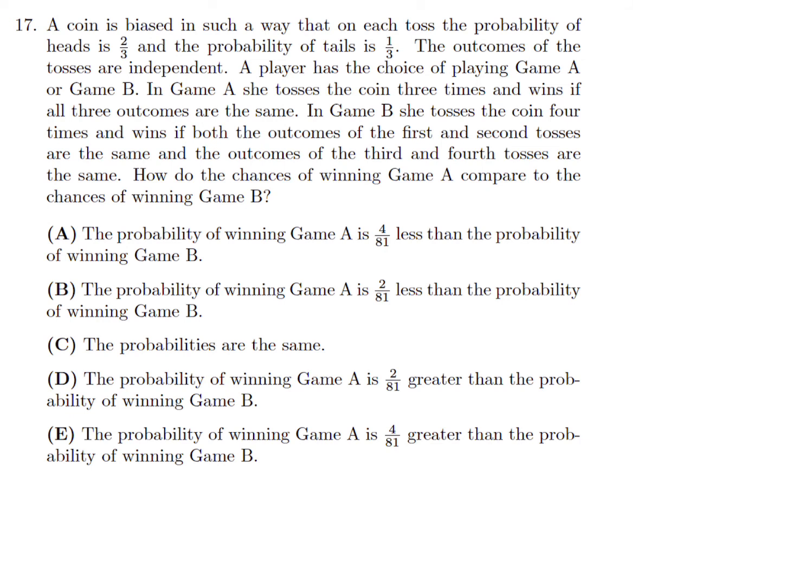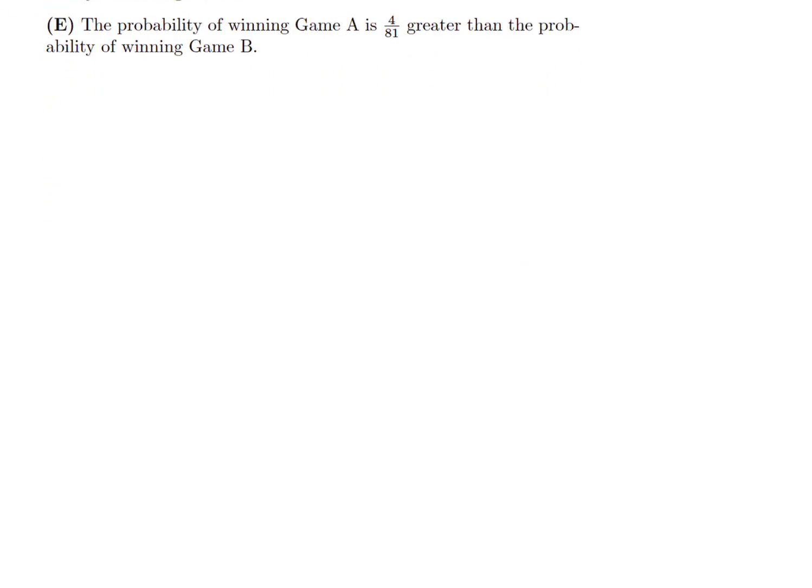A coin is biased in such a way that on each toss the probability of heads is 2/3 and the probability of tails is 1/3. The outcomes of the tosses are independent. A player has the choice of playing game A or game B. In game A, she tosses the coin 3 times and wins if all 3 outcomes are the same. In game B, she tosses the coin 4 times and wins if both the outcomes of the first and second tosses are the same, and the outcomes of the third and fourth tosses are the same. How do the chances of winning game A compare to the chances of winning game B?